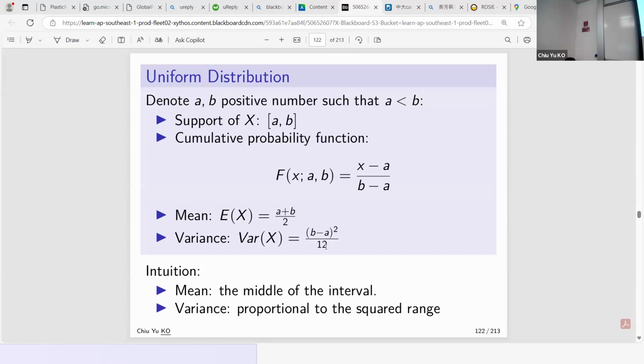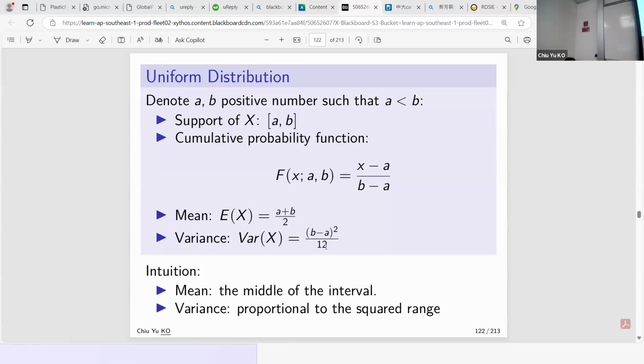I think the only thing that's not intuitive is the variance. To prove it, you require calculus. But it's a fraction, and the numerator is b minus a squared, which is not surprising because b minus a is the range. The only thing that puzzles you, and still puzzles me now, is why you divide it by 12. There's absolutely no reason, but if you look at the calculus when you integrate, it is easy to see why this is the case. But I don't want to bother you with that.